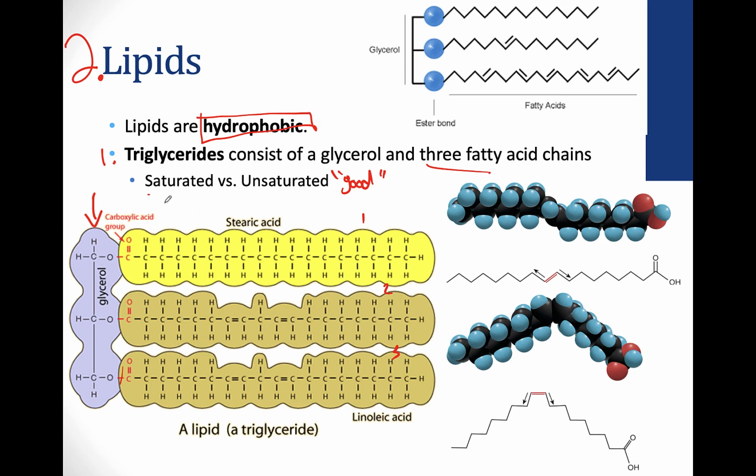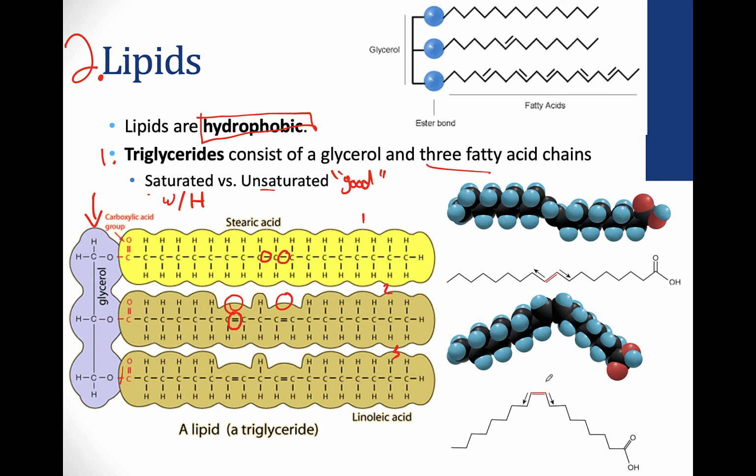In this case, it means saturated with hydrogens. So this top bright yellow fat here is a saturated fat. You can see how every carbon has all of its hydrogens, so there are all single bonds here. An unsaturated fat means that we have some room here where there's not hydrogens, and instead we end up with double bonds.